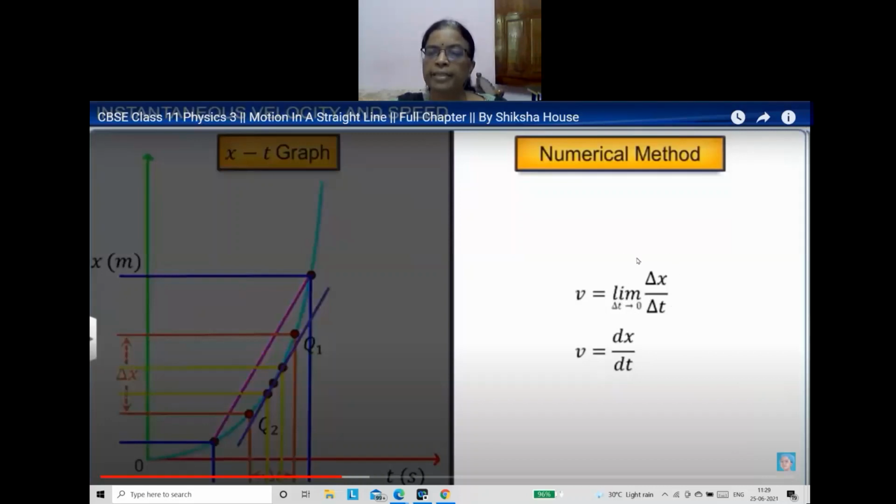Delta x by delta t is average velocity. In average velocity, you take the limit of time, that is delta t tends to 0, the time interval tends to 0. What is the average velocity then? That is the instantaneous velocity. So how will you define instantaneous velocity, children? When the time interval tends to 0, the average velocity becomes instantaneous velocity. That is the definition for instantaneous velocity, and that is mathematically written in this manner: instantaneous velocity v equal to limit delta t tends to 0, delta x by delta t.